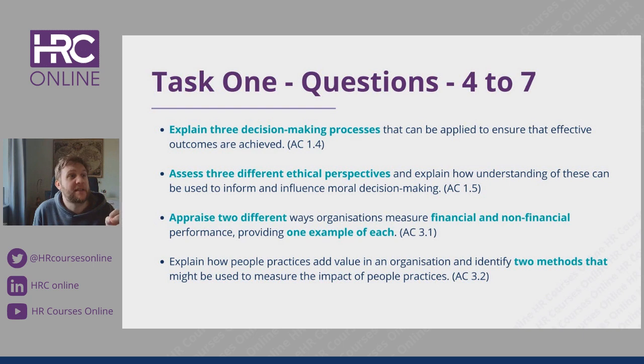Explain how people practices add value to organization. Identify 2 methods that might be used to measure the impact of people practices. So once again, look for an academic theory about what measures people practice, integrate it in there, go forward from there. So it's giving you all the answers. These questions give you the answers and the perfect solution, because pretty much everything it's asking you to do is find out what the academic reading is on decision-making processes.